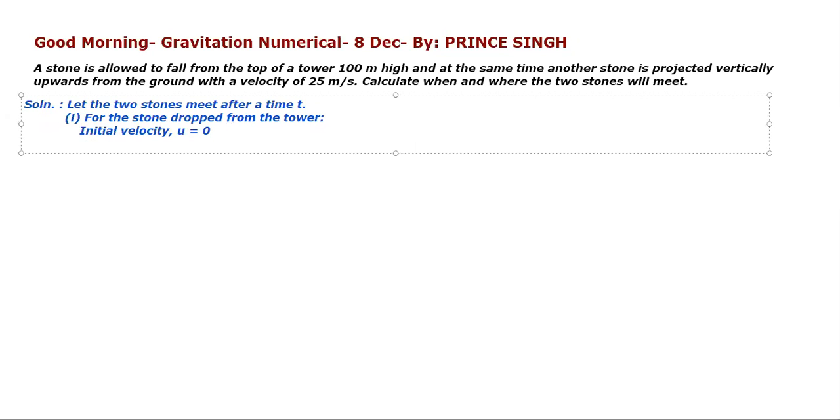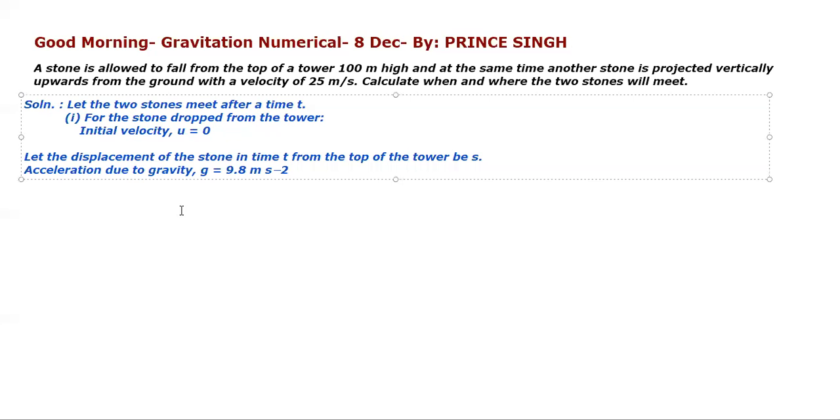Clear these three lines? Everyone? Clear these three lines? Okay. After this, we will have, let the displacement of the stone in time t from the top of the tower be s. And the acceleration due to gravity, we know, is 9.8 meter per second square.